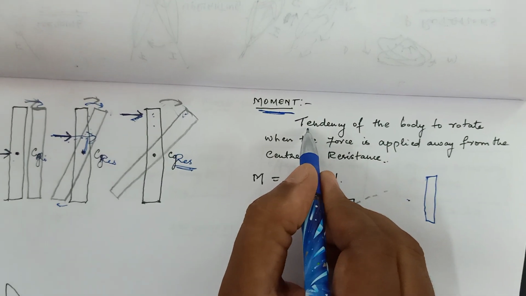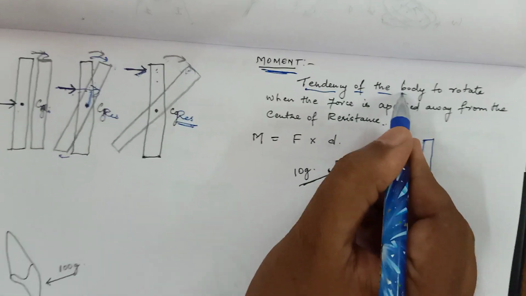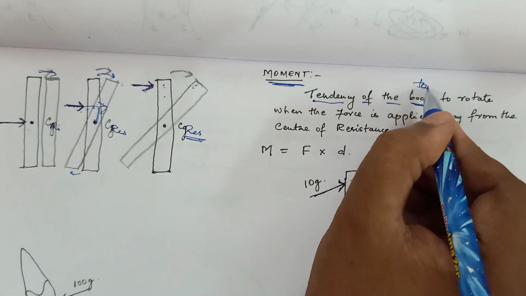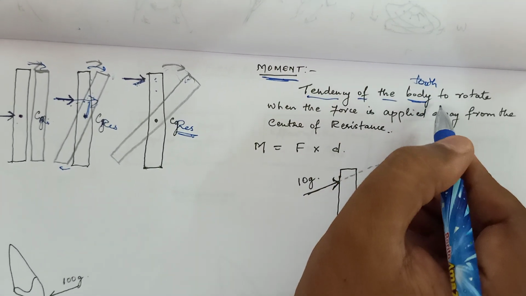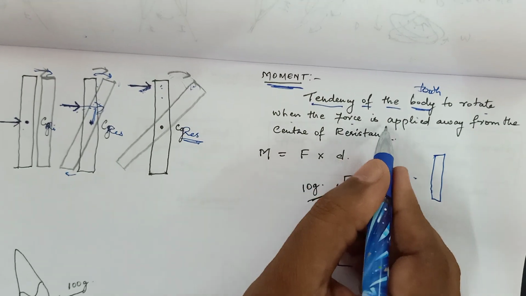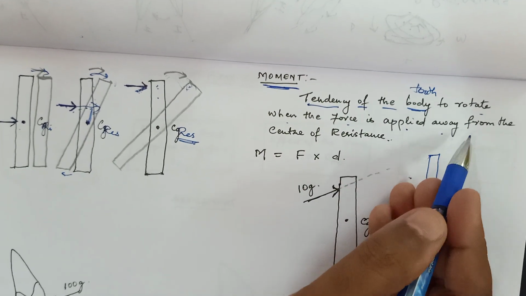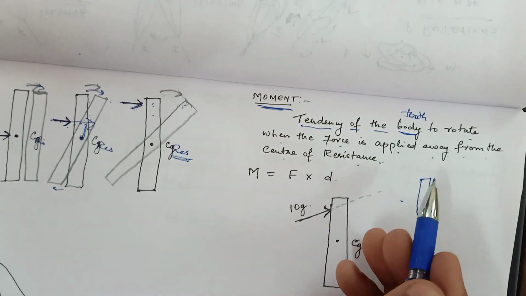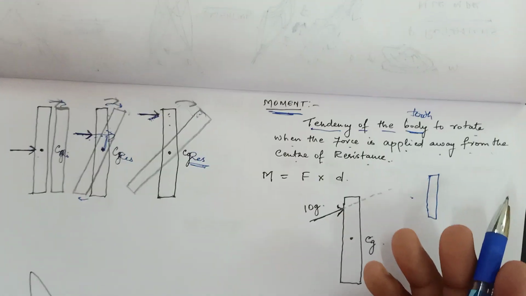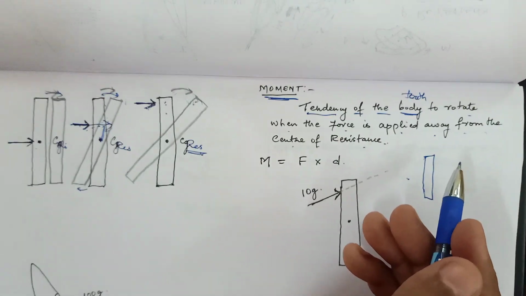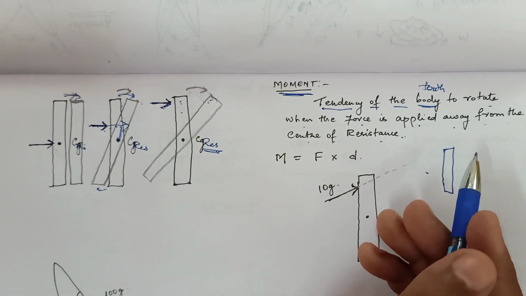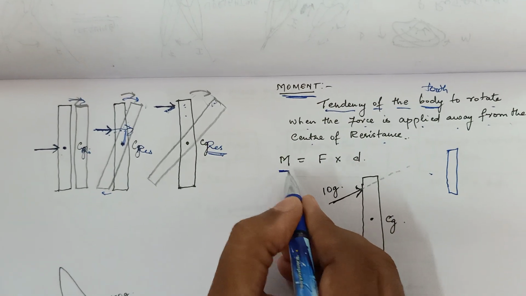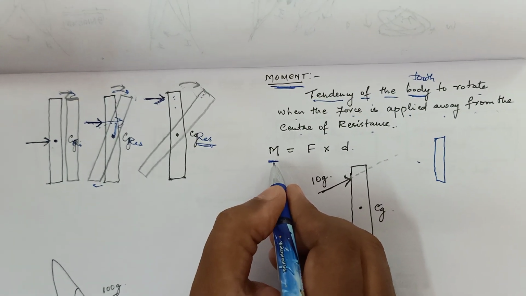Moment is nothing but the tendency of the body. I say body because it's a physics definition, you can substitute the tooth. It is the tendency of the tooth to rotate when force is applied away from the center of resistance. If you apply force away from the center of resistance, the tooth will rotate or tip. That is called moment, and we can actually calculate it. So when you apply a force, only this moment is created.